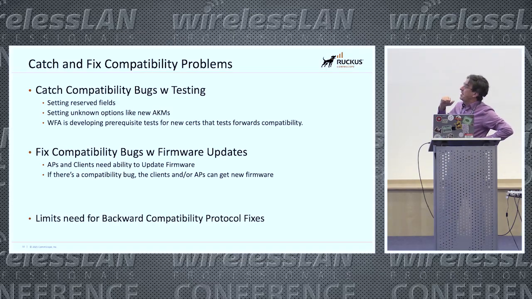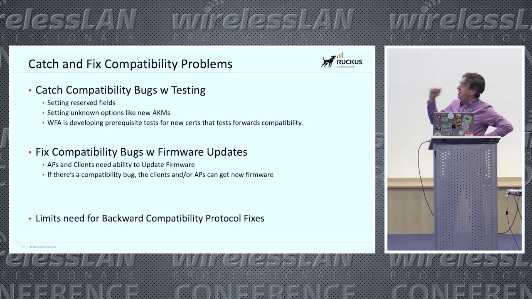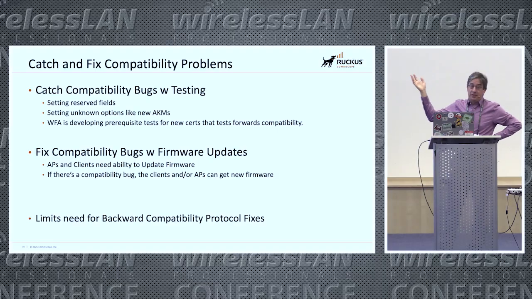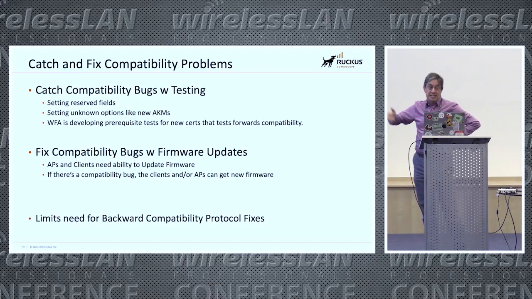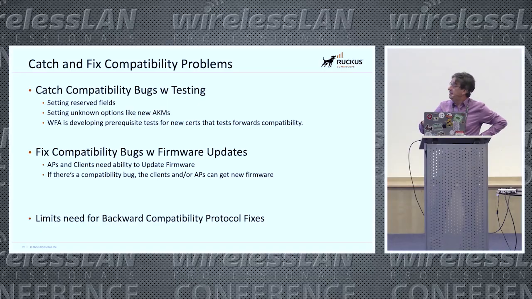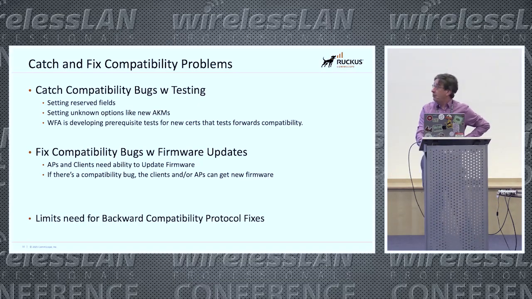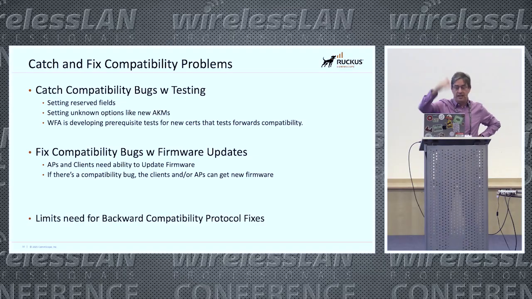And then, of course, you can fix compatibility bugs with firmware updates. APs and clients need a way to update their firmware. If there's a compatibility bug, they need to get new firmware and update it. And if you have these two things, it limits the need for backward compatibility protocol fixes, which limits uncertainty and complexity.